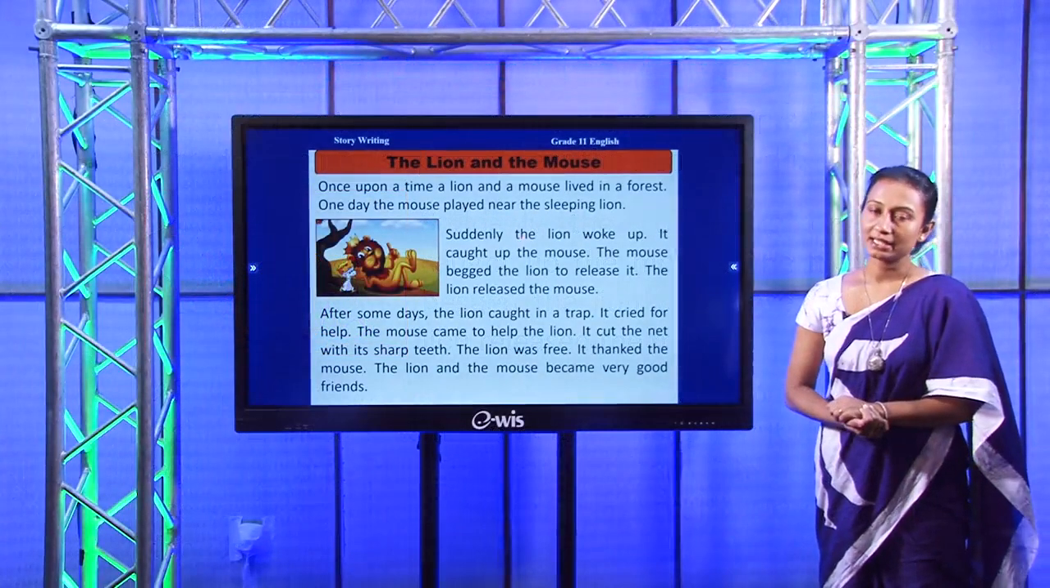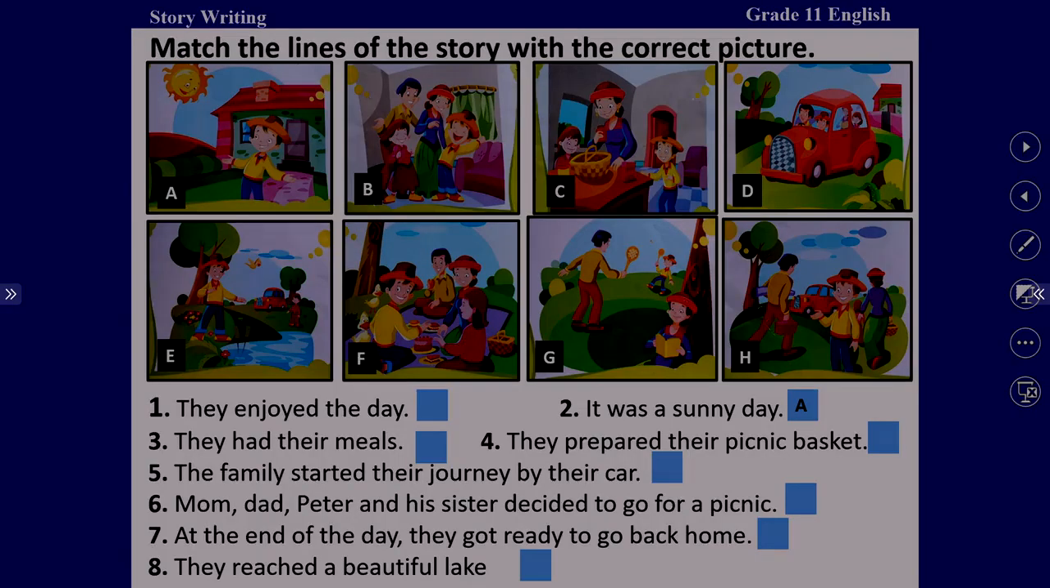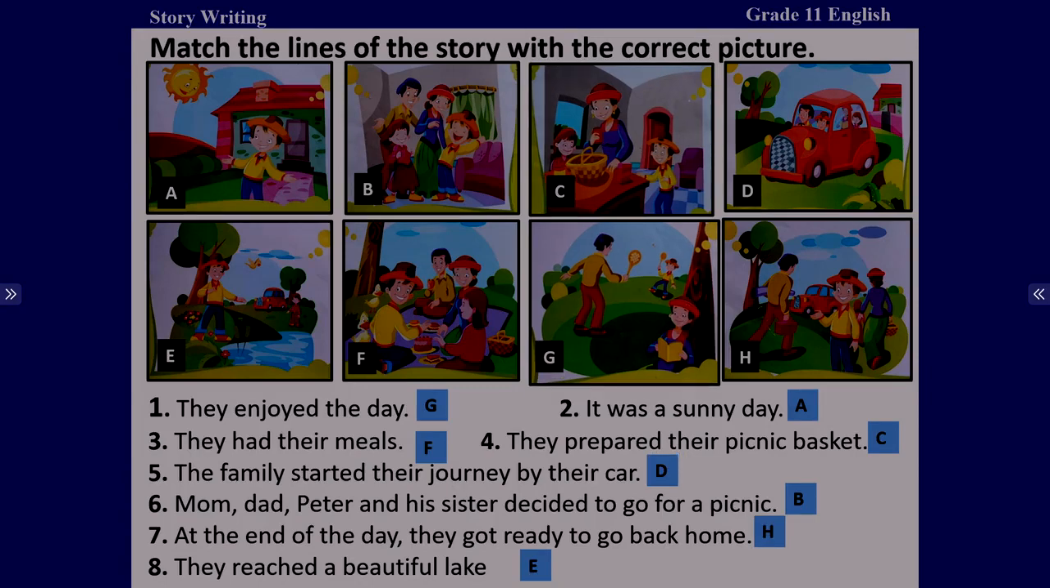Children, let's write another story. So this is the topic of the story, the picnic. This story is a bit different from the previous 3 stories. Let's see the pictures first. So here you have to match the lines of the story with the pictures given. One is done for you and you can do the others. Let's check the answers. And in the next slide, I have put the story in the correct order.